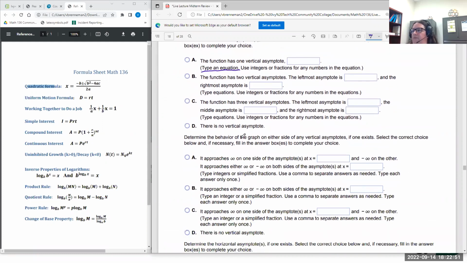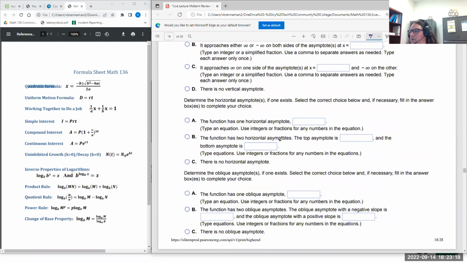And then we have the behavior around the vertical asymptote. So that's going to be, if the factor was squared, it's going to go up on both sides or down on both sides of the asymptote. If the factor wasn't squared, it's going to go up on one side and down on the other. So you want to look for the both sides would be squared. The one side and the other side would be the not squared.